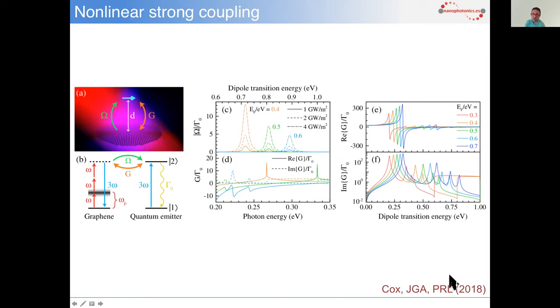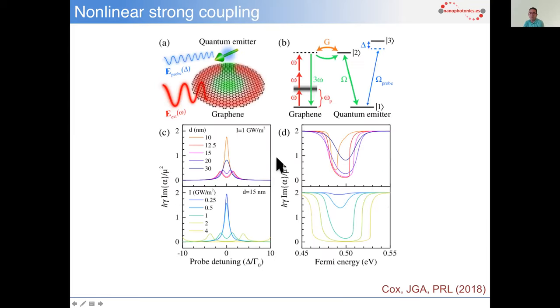Actually he demonstrated in this paper that this is practical. The coupling between, for example, a quantum emitter and graphene is actually quite strong through this nonlinear scheme. And he looked at various effects, for example, electromagnetically induced transparency. So you come with a photon at a certain energy, and because of the resonance through the third harmonic, you produce this transparency effect. Here, for example, it is plotted as a function of Fermi energy.